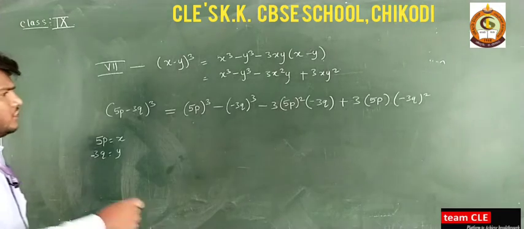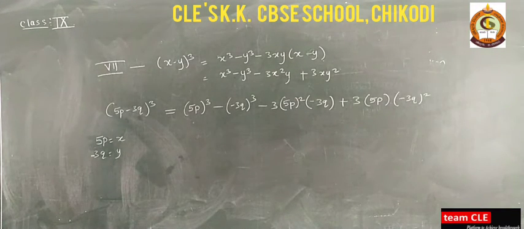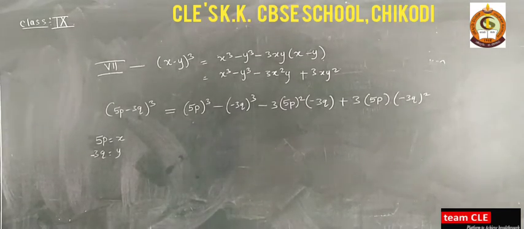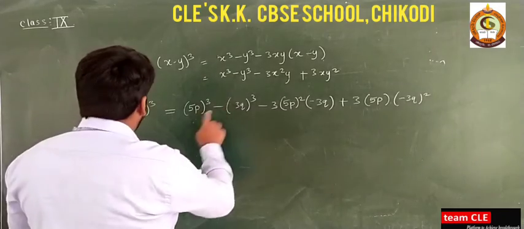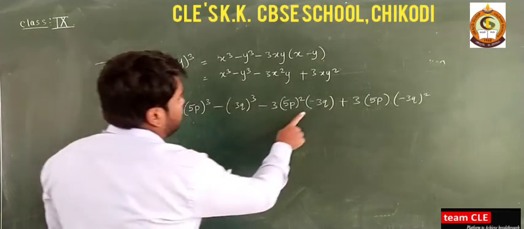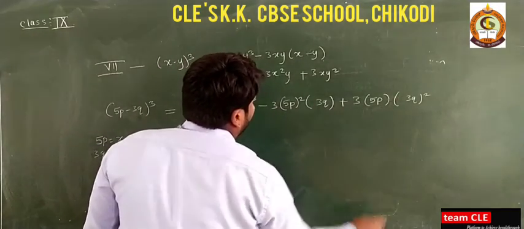Okay, dear students, so this is the expanded form of (x − y)³. Now just this is 3q only, so this is plus 3q only, just remove the bracket. Just using this formula we are solving.